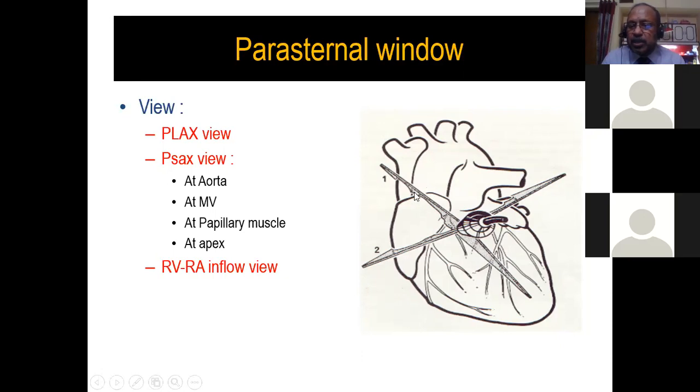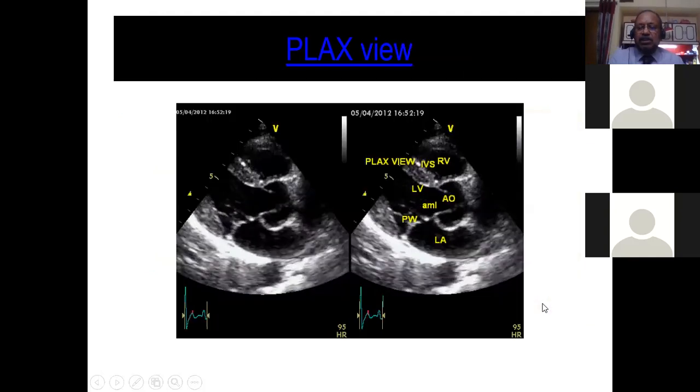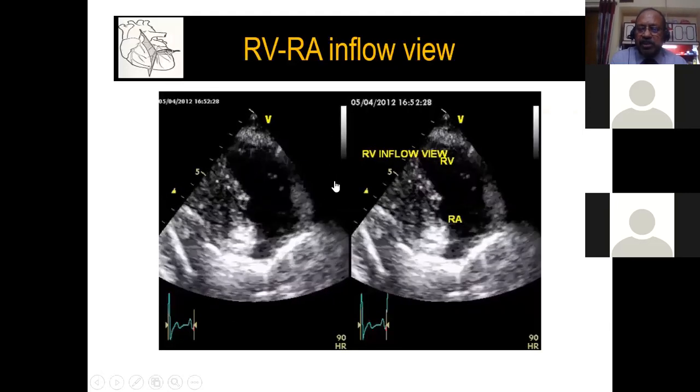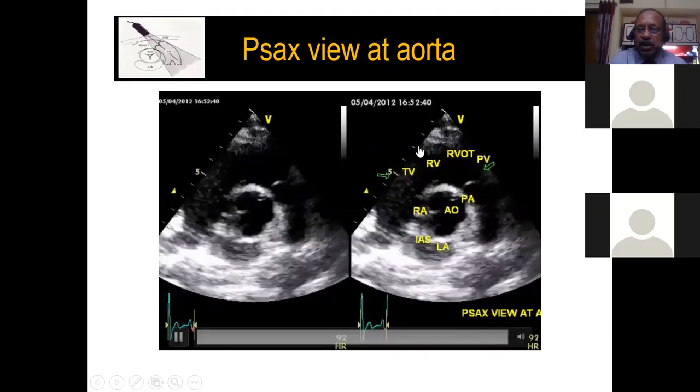If my footprint is looking towards the aorta, I'll make the parasternal short axis view at aorta. If my footprint is almost perpendicular, I'll be making the mitral view. If my footprint starts looking toward my left hip, then possibly I'm looking at the papillary muscle and then finally the apex. And once we do this from a parasternal long axis view, we go to the RV inflow view, then we go to the aorta.